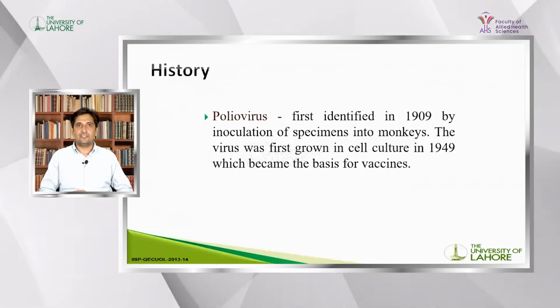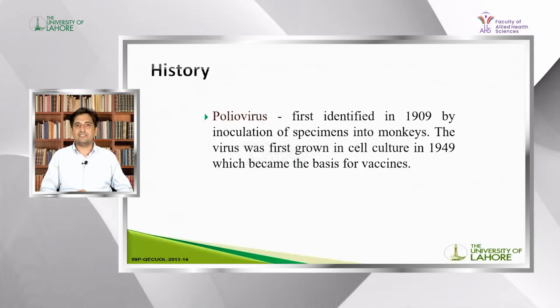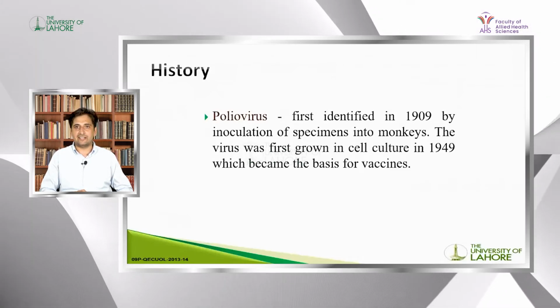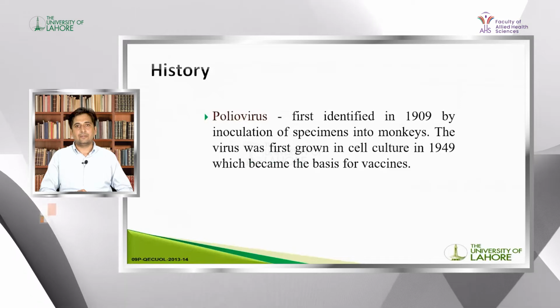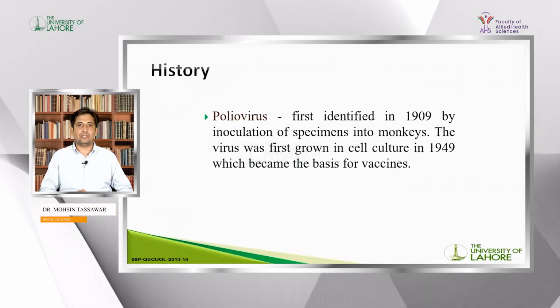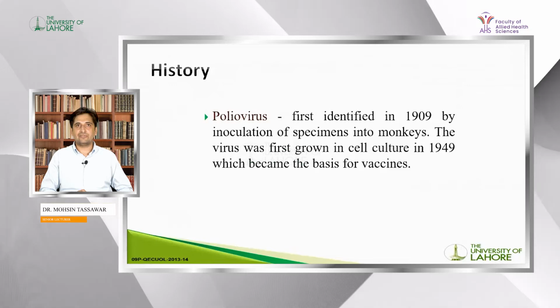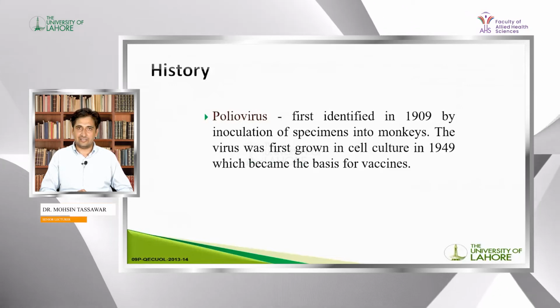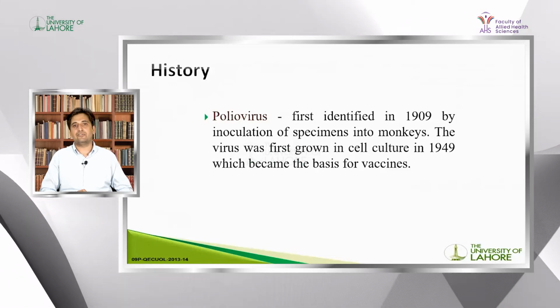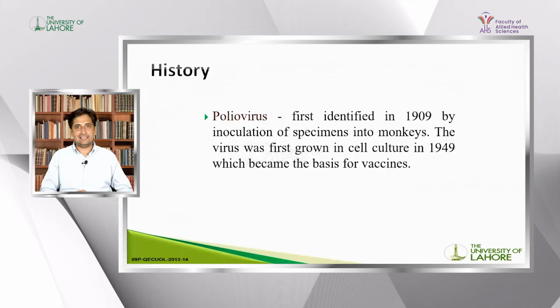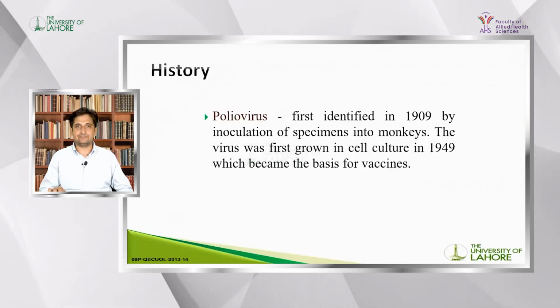Talking about the history, the poliovirus was first identified in 1909 by inoculation of the specimen into animals like monkeys, and the virus was first grown in cell culture in 1949. That was the basic foundation of the cell culture based vaccines.